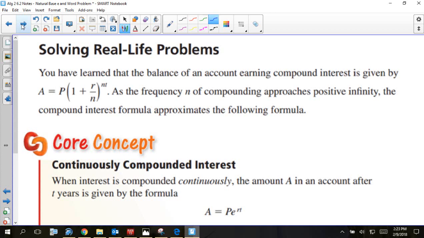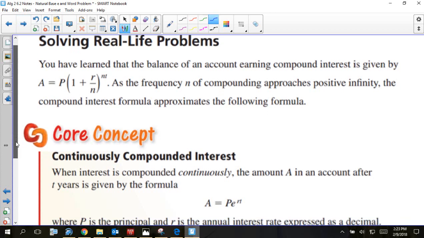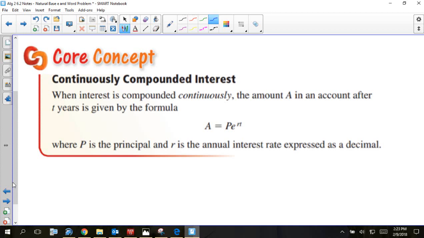As soon as you're compounding interest continuously, we have a different formula. And this is the formula called the PERT formula. This is P, which is our principal, our initial amount, multiplied by e to the rt. PERT. This is for compounding continuously.